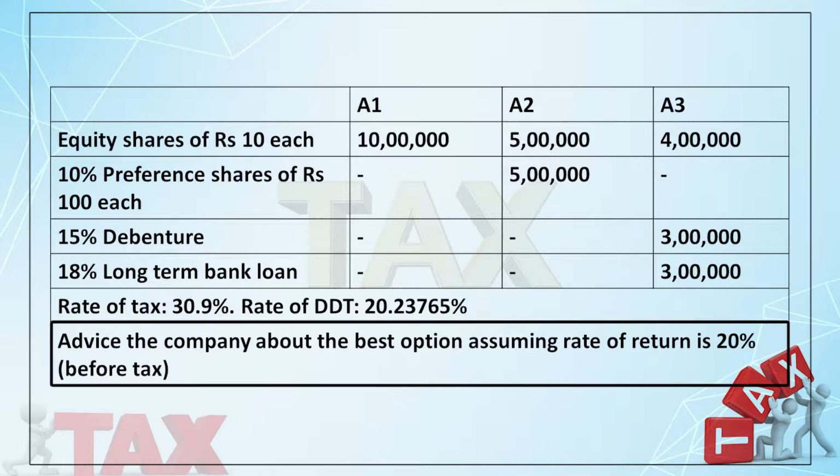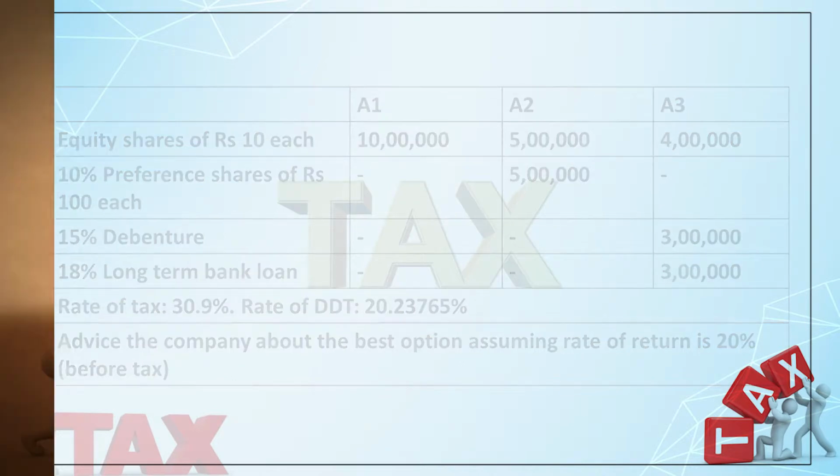You have to assume the rate of return is 20%. That means whatever you are investing, you are getting a return of 20%. Now, if you remember the basic theory, I told you that the alternative having the highest EPS should be chosen. Okay. So now we go for the solution.